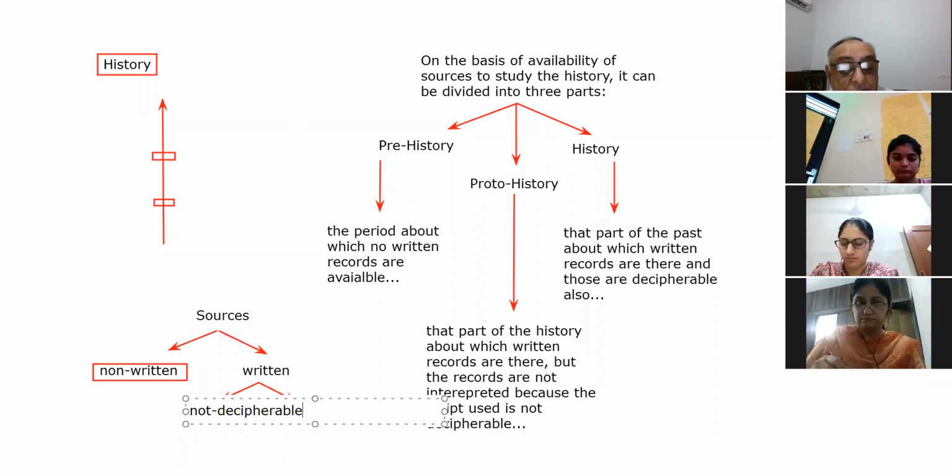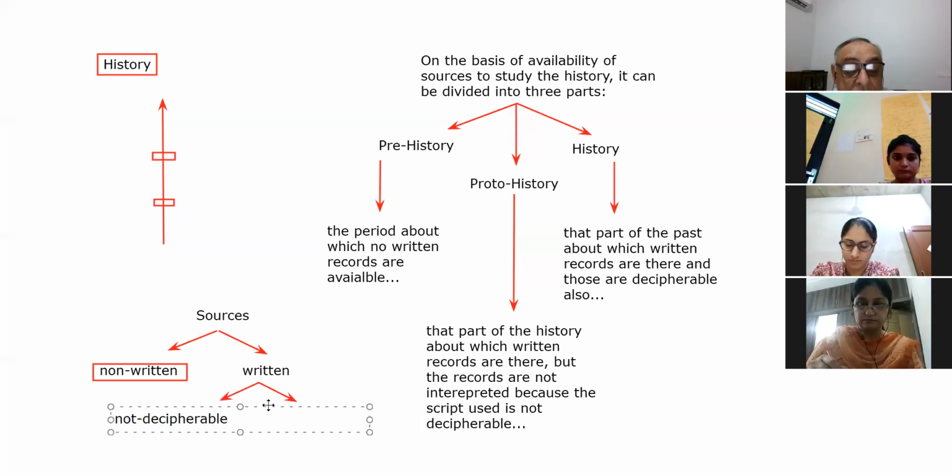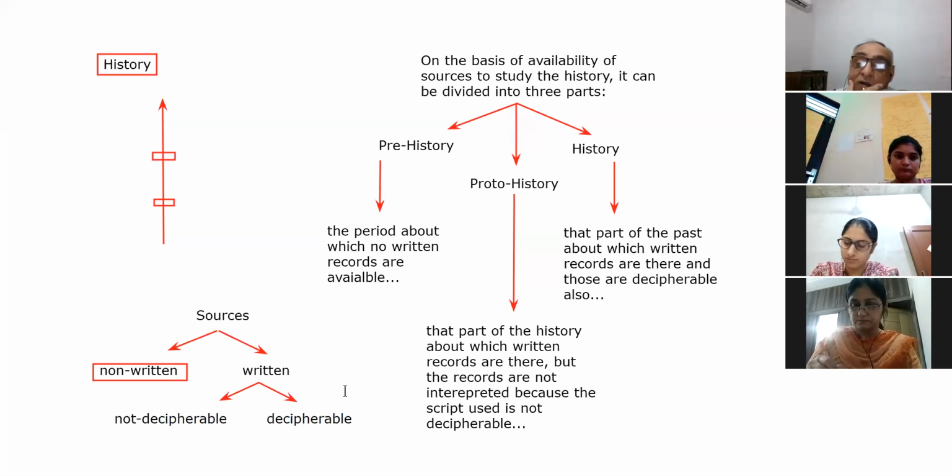Those are not decipherable; we cannot read or understand what is written. And second are those that are decipherable, right? The part of the past about which records exist, but what is written is not decipherable, is called proto-history. And the part where written records exist and are also decipherable is called history.